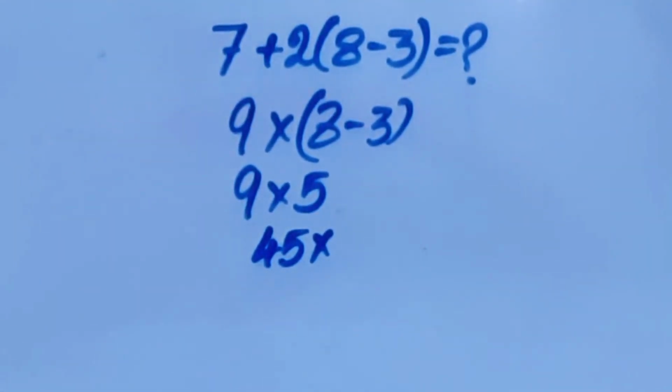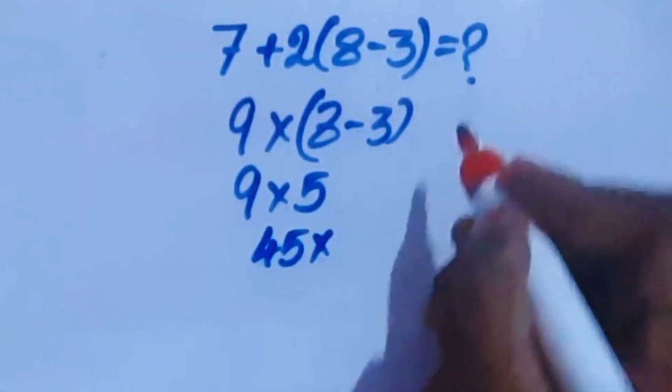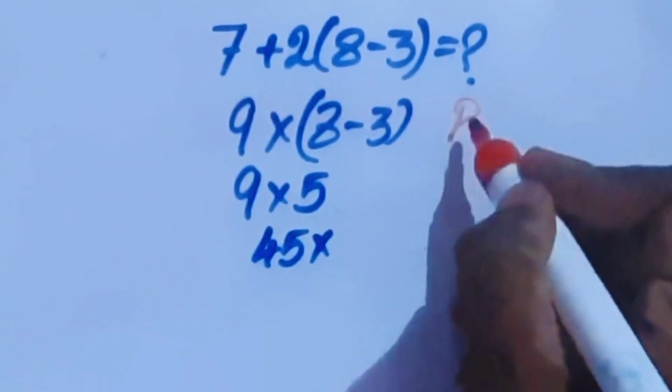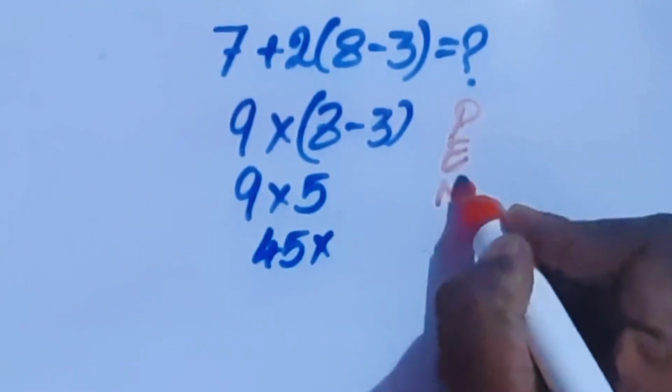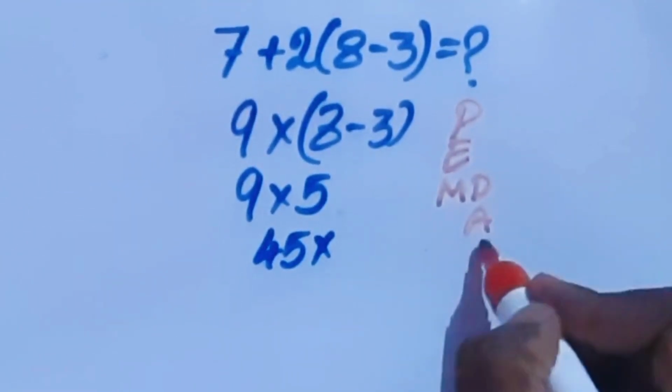As per this order of operations, PEMDAS, this 45 is the wrong answer. Here we are going to introduce this PEMDAS rule from the order of operations to solve this problem in the correct order.